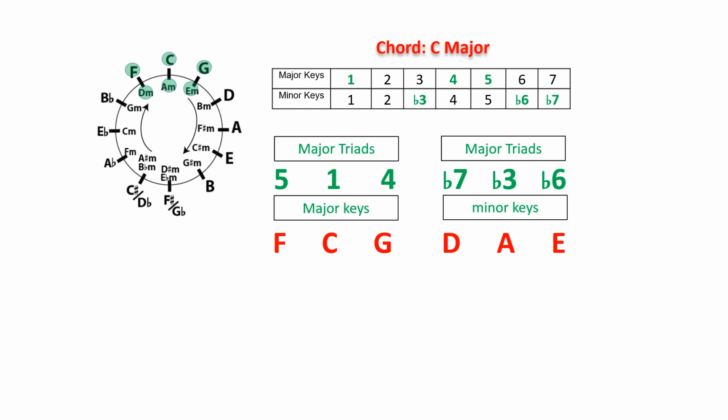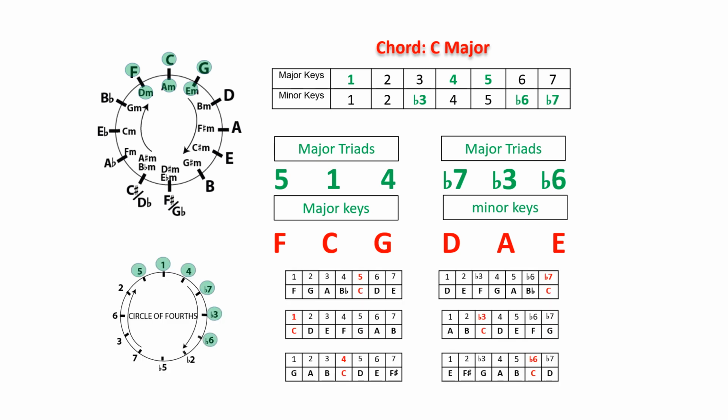These 6 letters represent the 6 major and minor keys in which the diatonic triad of C major can be found. We can instantly see that C major is the 5 chord in F major, the 1 chord in C major, the 4 chord in G major, the flat 7 chord in D minor, the flat 3 chord in A minor, and the flat 6 chord in E minor.